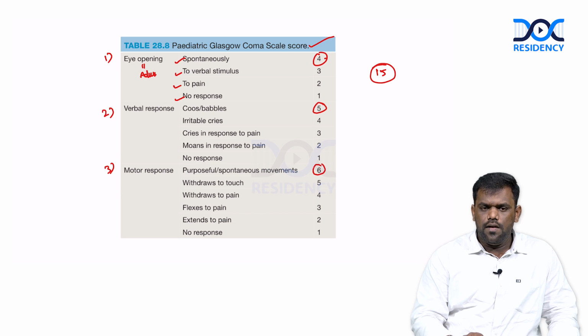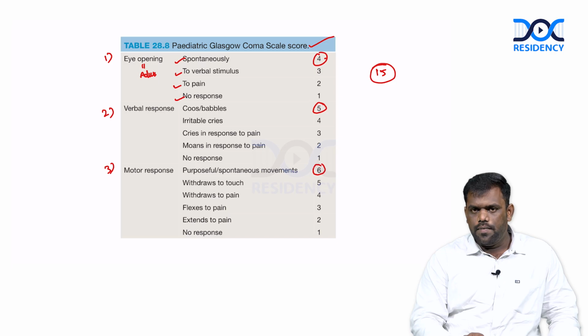The verbal response is slightly different from the adult. Why? Because children and pediatric babies usually won't talk, so we can't acquire the verbal response. So a certain formulation is given for the child: whenever the baby coos, giving a cooing sound, the score is 5.